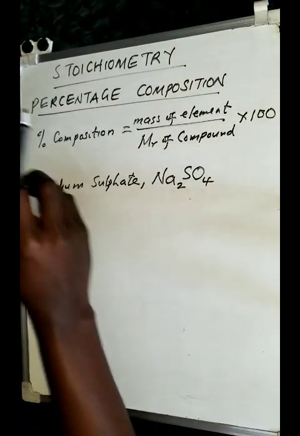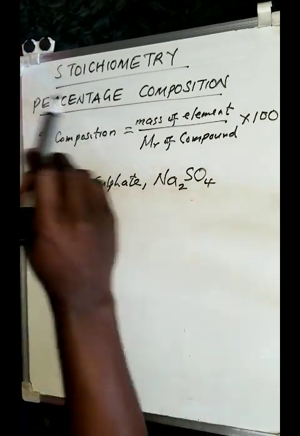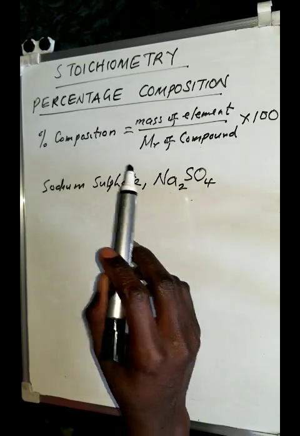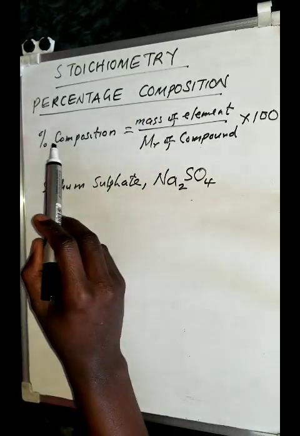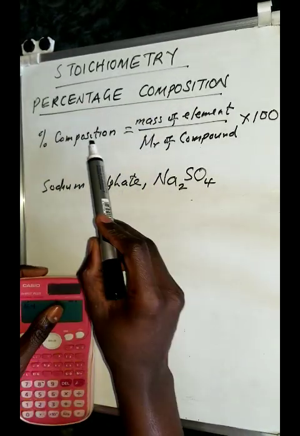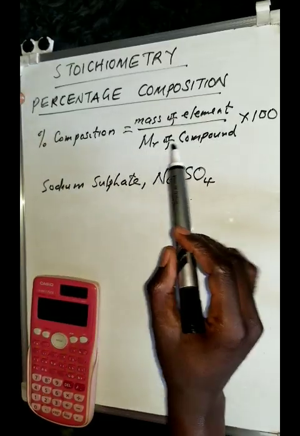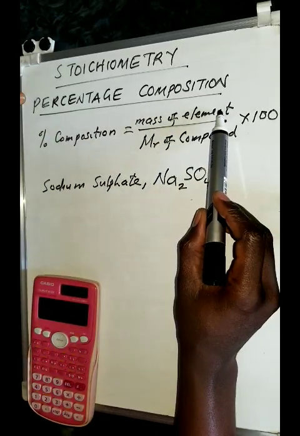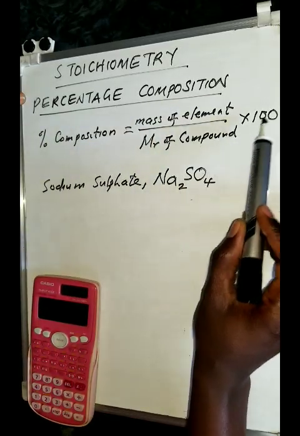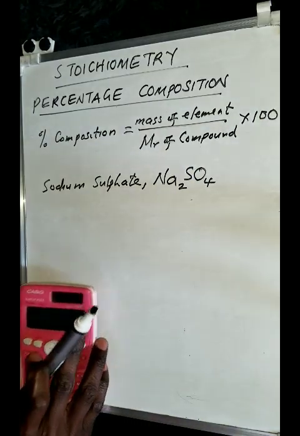So in this segment of chemistry, we are going to look at percentage composition under your stoichiometry. If you want to find the percentage composition of a particular element in a compound, it's the mass of the element in the compound over the mass of the compound multiplied by 100.